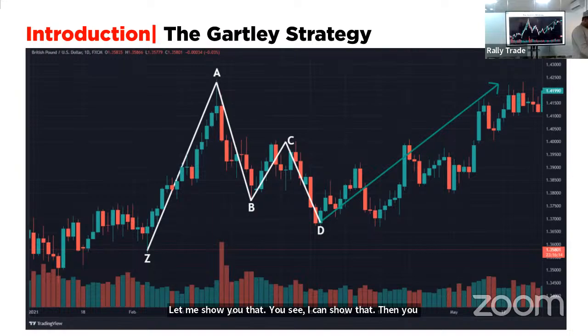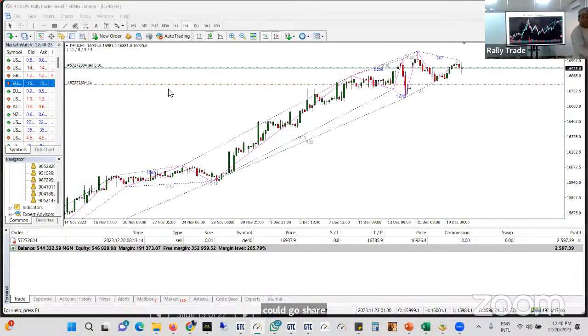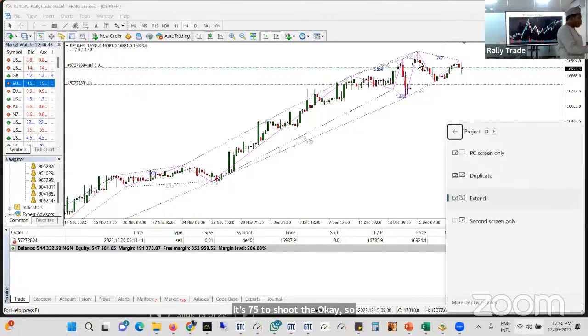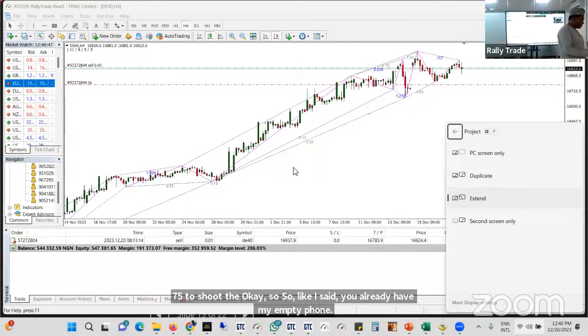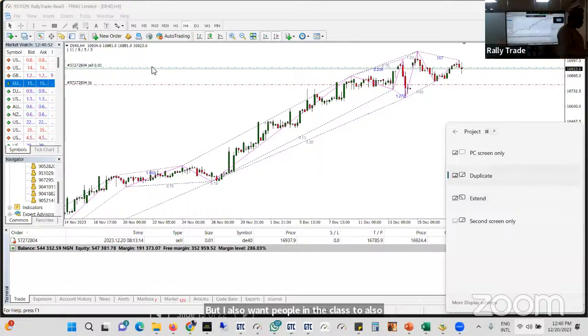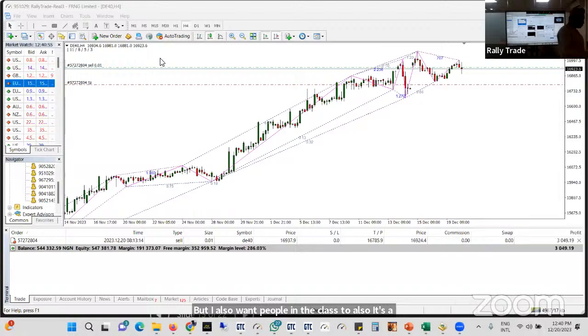Let me click on share this screen. I don't know how we switch this camera to show. I want to show what I'm seeing on this screen now, this MT4. I want to show it here also. So viewers at home, I know you already have my MT4, but I also want people in the class to see it. So duplicate. That's it.